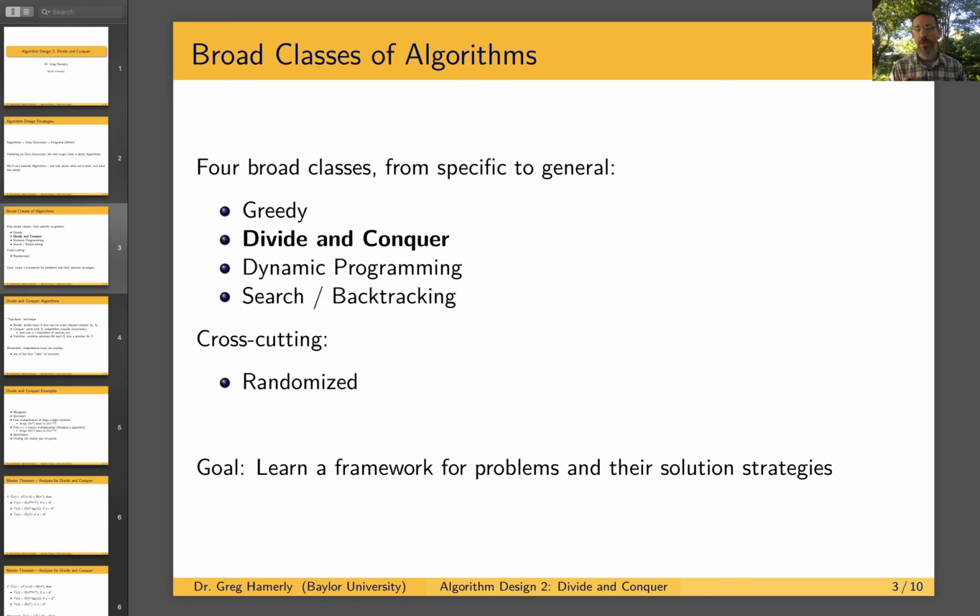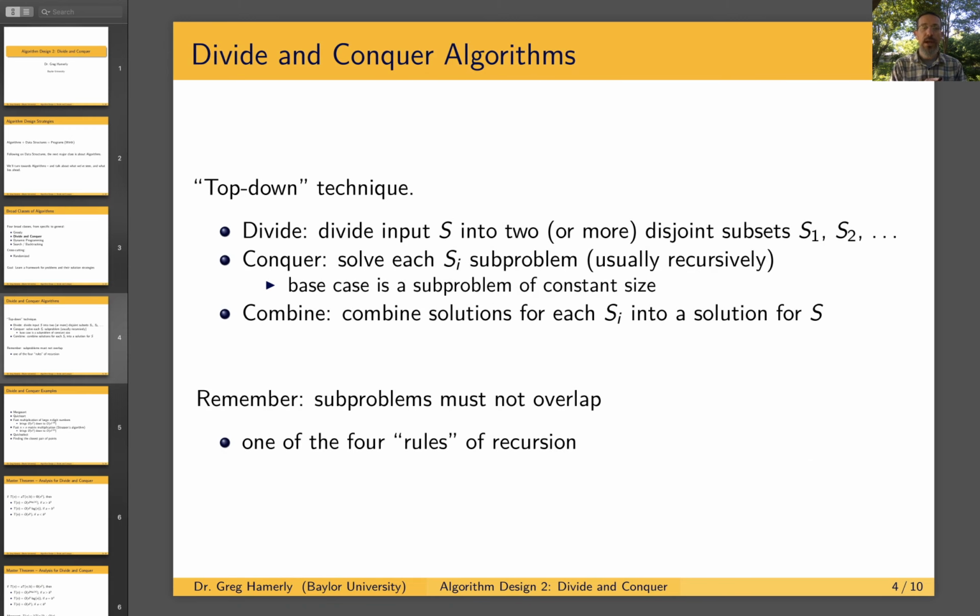And remember that our goal here is to learn a framework of problem types that can be solved using different classes of algorithms. Last time we talked about greedy algorithms that can solve problems optimally if they obey this optimal substructure property and they have this greedy choice property leading to an optimal algorithm. Today, divide and conquer algorithms.